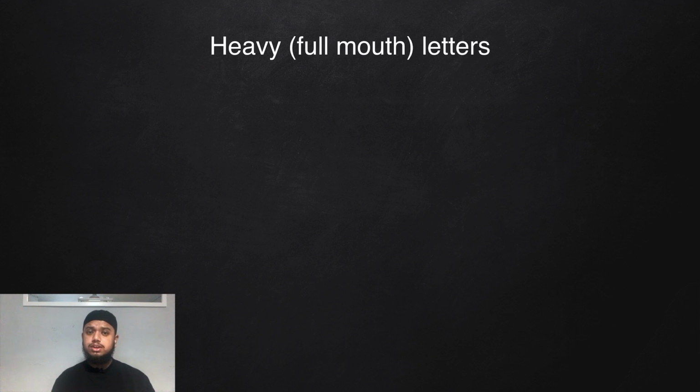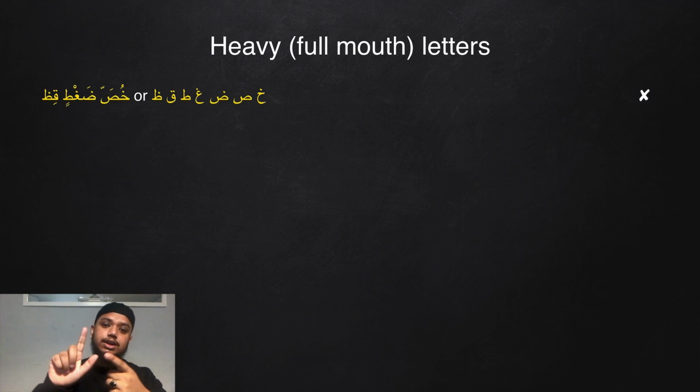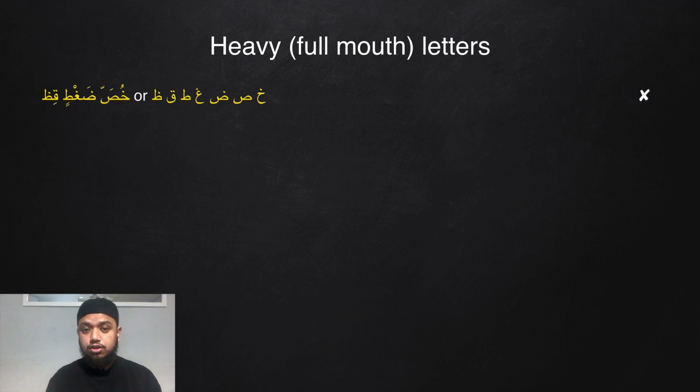So let's take a look at the heavy, the full mouth letters. There are 7 full mouth letters: kha, sa, dad, ghain, ta, qaf and dha. An easier way to remember them is the phrase khussa daghtin qidh. If you remember khussa daghtin qidh, you'll remember all 7 full mouth letters.